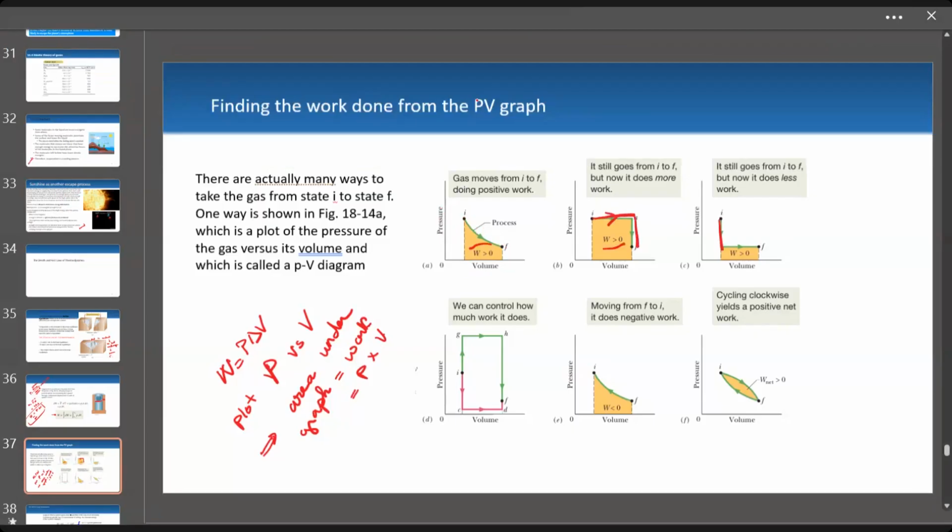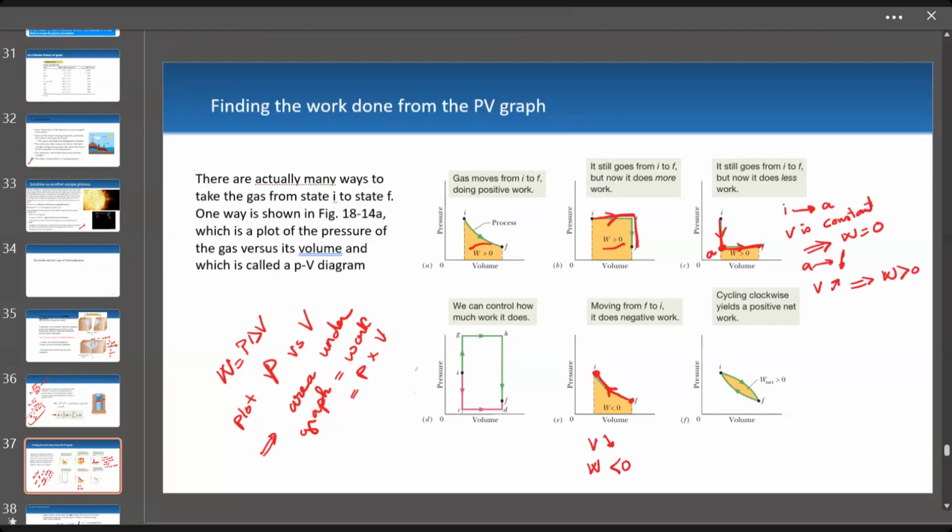In this process as well, one thing I want you to notice, let's name this point A. From I to A, V is constant, so W is 0. From A to F, V increases, so W is positive. Look at this figure, we are going from F back to I. So the volume decreases, which means that the work is negative.